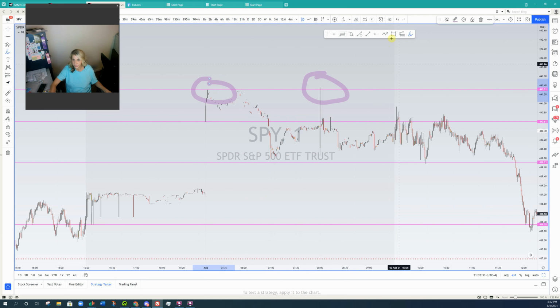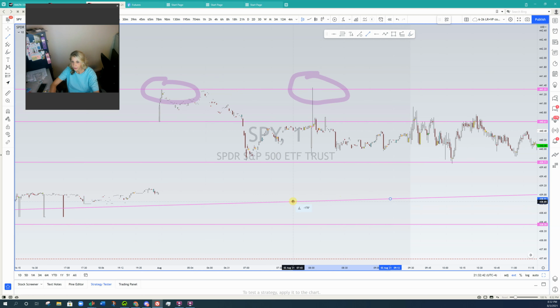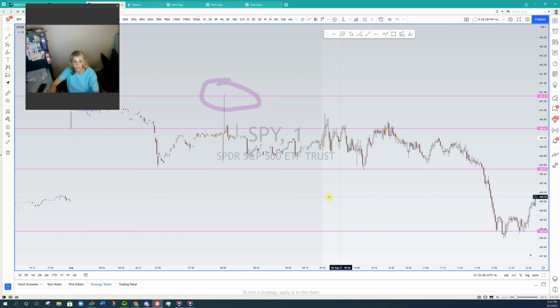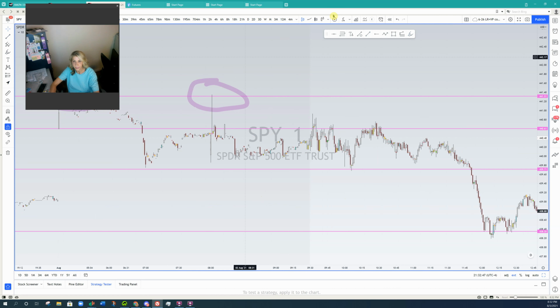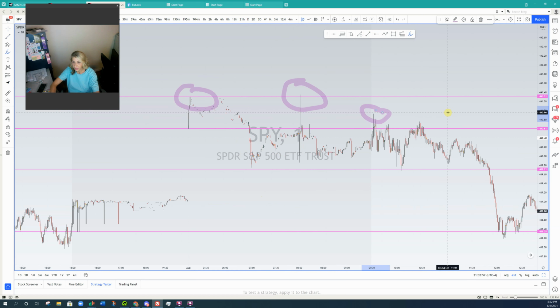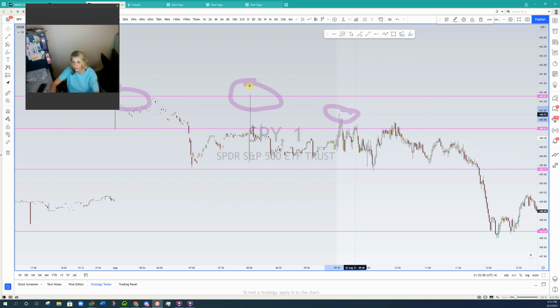Then I want to see what happens right near the open. And in this case, right near the open, what I'm noticing is another lower high. So realistically, to me, that's an actionable signal. To get short, your stop goes above that wick.